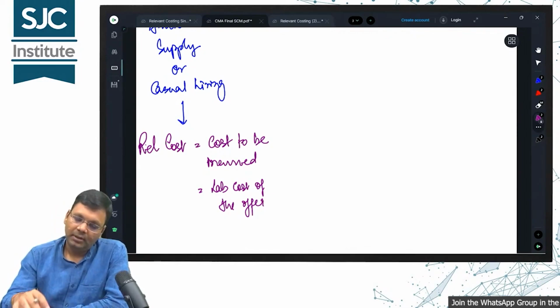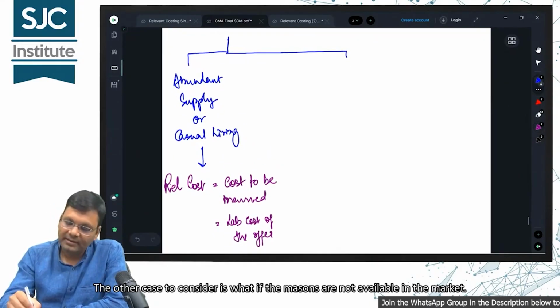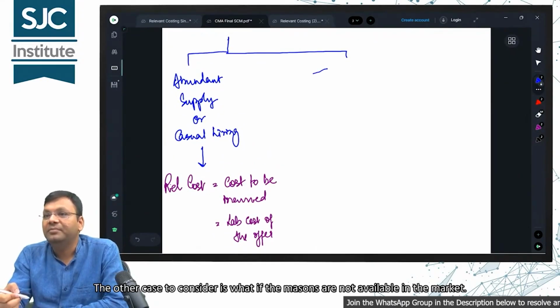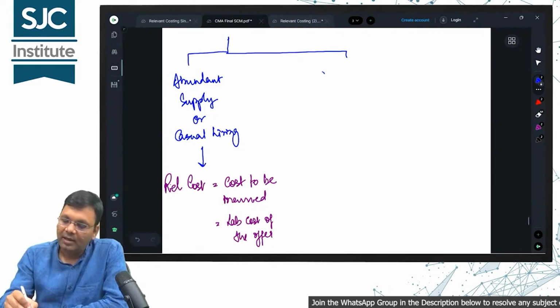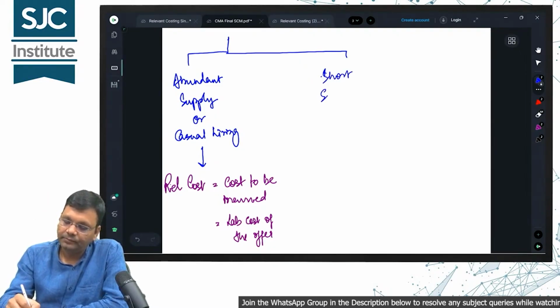Okay? Now, what could be the second case? The other case to consider is, what if the masons are not available in the market? There is no supply, or you could say there is a shortage.